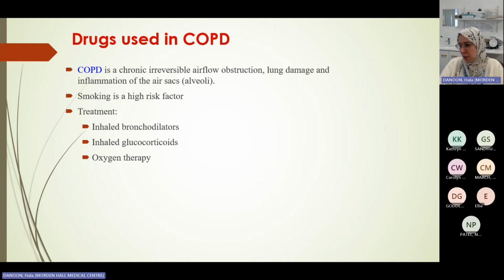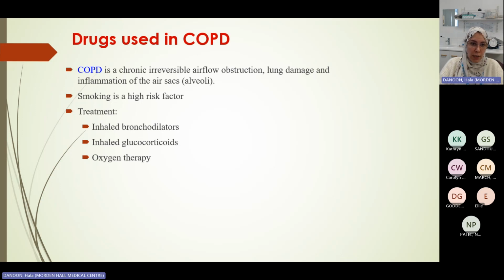Now, last part, hopefully the easier part, which is drugs used in COPD. So COPD is chronic irreversible airflow obstruction. It is caused by lung damage and inflammation of the air sacs, alveoli. That could be due to smoking. It could be due to dust, exposure to chemicals, so different factors. But smoking is definitely the highest risk factor in the prevalence of COPD.